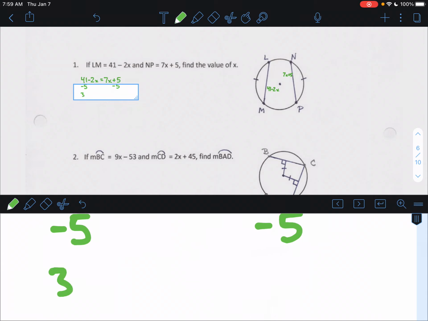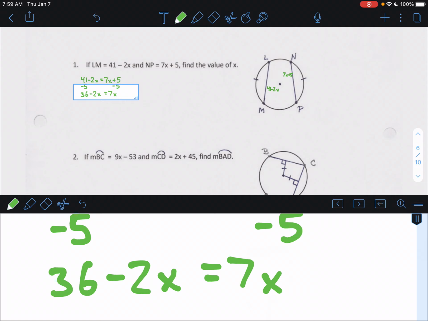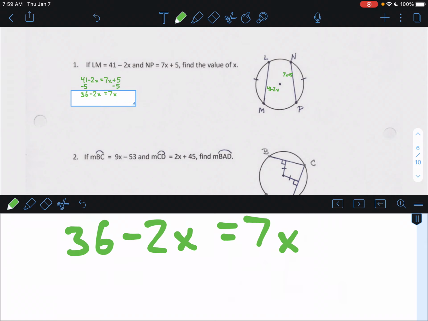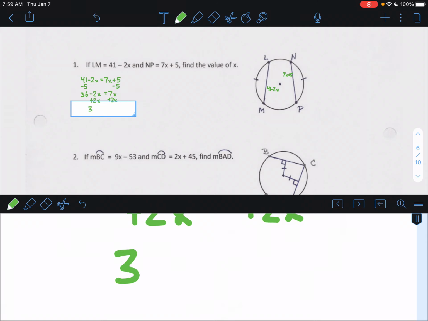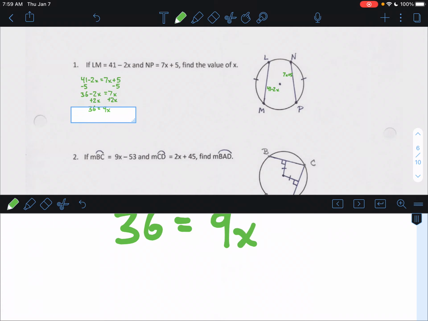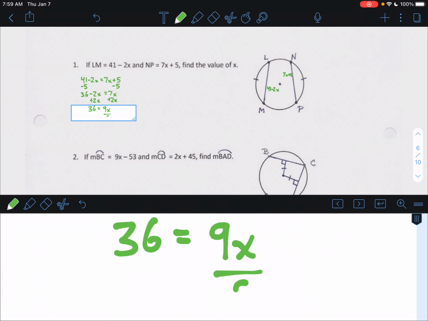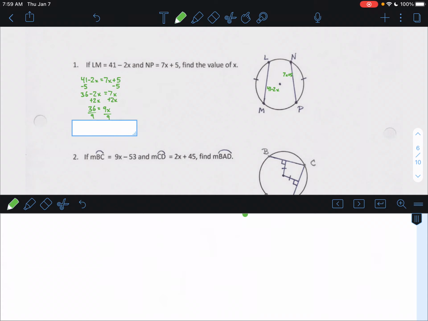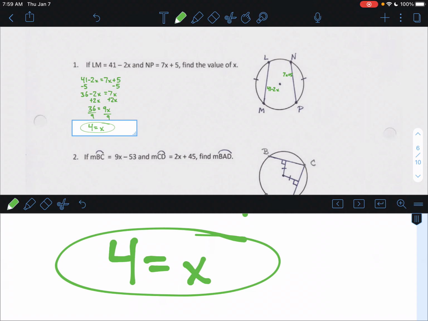So it's going to give me 36 minus 2x equals 7x. Then I'll add 2x to both sides. So I'm going to have 36 equals 9x. And if I want to solve for x, because that's all I have to do in this problem, I just have to divide both sides by 9, and then I'll get 4 equals x.